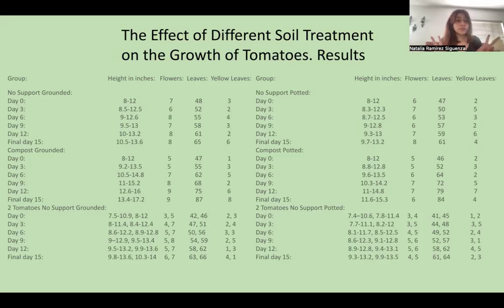With the no support potted two tomatoes, although it is smaller than the one that's in the ground, I noticed that it grew a lot more leaves, and it actually had more strength overall. The flowers grew better, and it's actually growing a tomato that's pretty strong now compared to the grounded one.